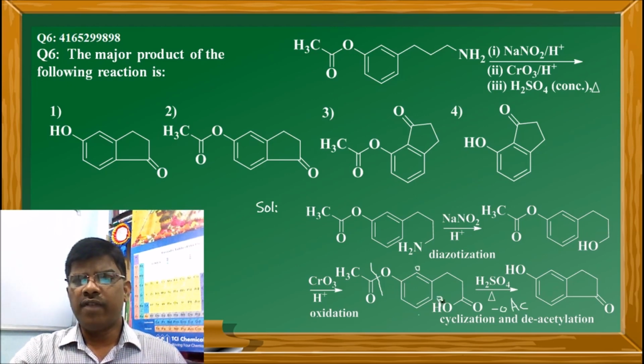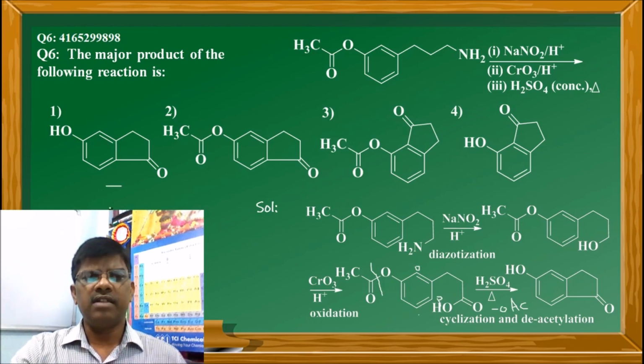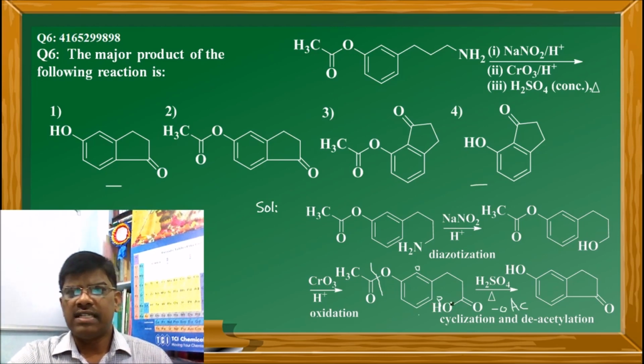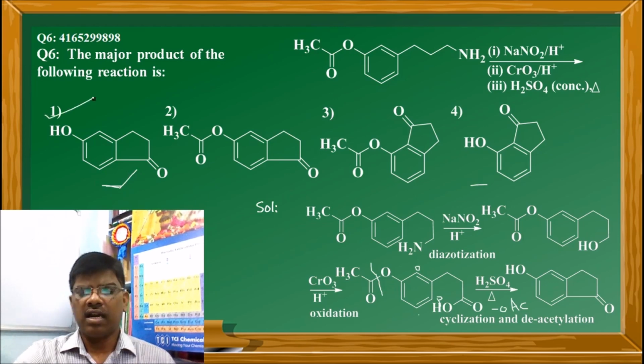Which is more favorable to cyclize during this cyclization reaction? Because there are 2 options. Option 1 is para to the hydroxy group, and option 4 is ortho to the phenolic OH. Which is more favorable to cyclize? Since the ortho position is sterically hindered, it takes the para position, which is sterically free, to give this para cyclized compound. So option number 1 is the correct option.